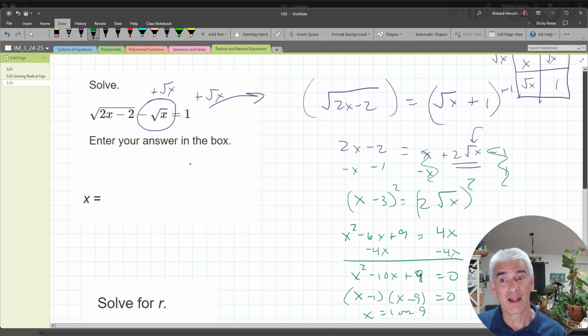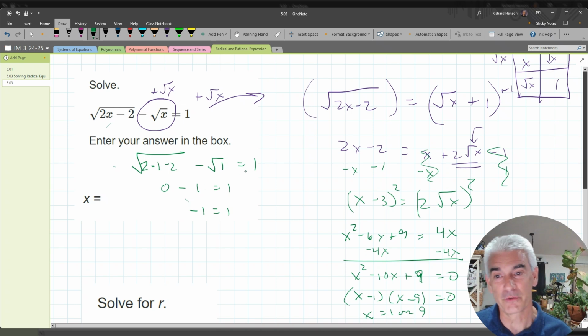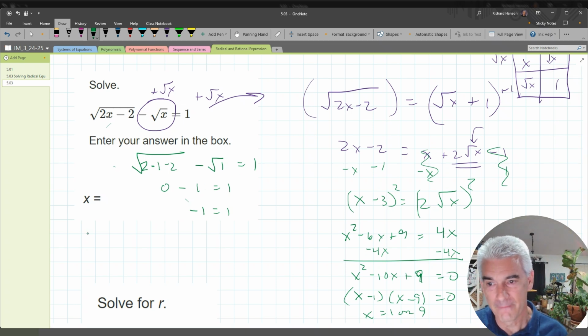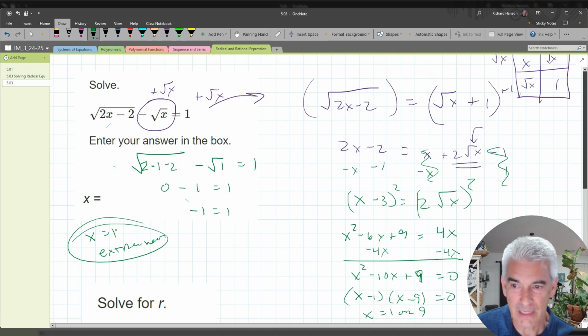Okay, so now let's go back up and check and see if it works. So let's plug in 1 first, because that's the one over here on the right. So we have the square root of 2 times 1 minus 2 minus the square root of 1 equals 1. So here I get 0 minus 1 equals 1. That is not true. 0 minus 1 is negative 1. If I had negative 1 equals 1 and I square both sides, yay, I made it true, but it's not true in the original one. So x equals 1 is extraneous. Yeah, whatever. Okay, so that's not a solution.